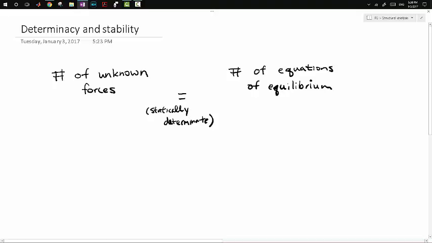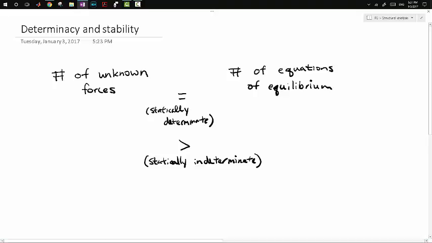So, what if the number of unknown forces was greater than the number of equations of equilibrium? Well, then you have a statically indeterminate structure. And that just means you aren't able to solve for your unknown forces with your equations of equilibrium, and you will have to introduce compatibility equations in order to solve for your forces.